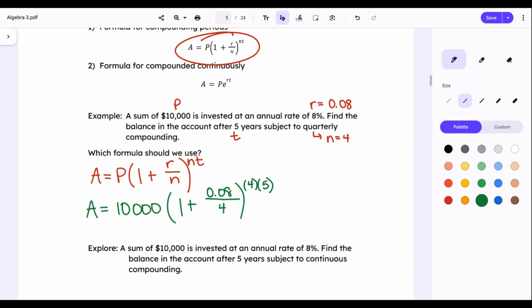What is 4 times 5? 20, right? So I'm going to raise it to the 20th power. Okay, so I've got some wild, crazy decimal here. And then I'm going to take it times that 10,000. And I get, we're talking about money here, $14,859. And then cents, I'm going to round it, 47 cents. Okay, so this is how much would be in that account if the interest was compounded quarterly.